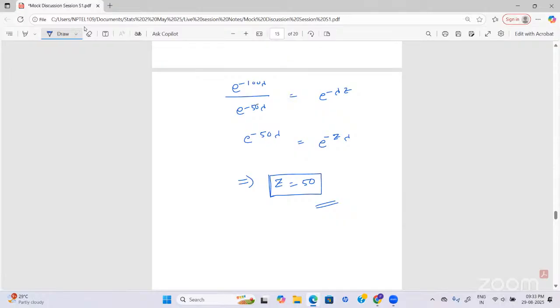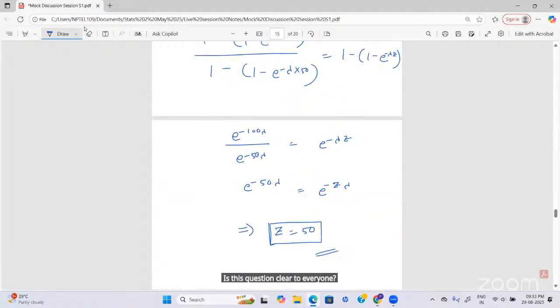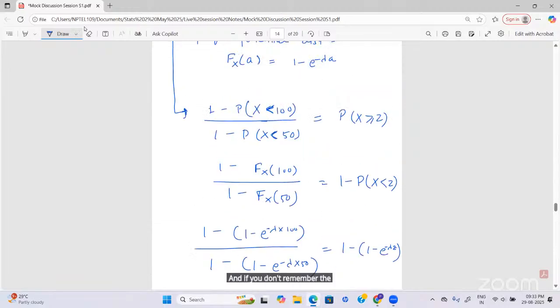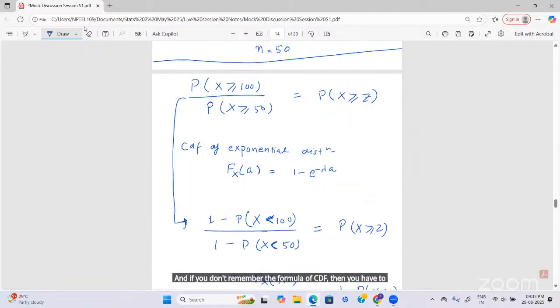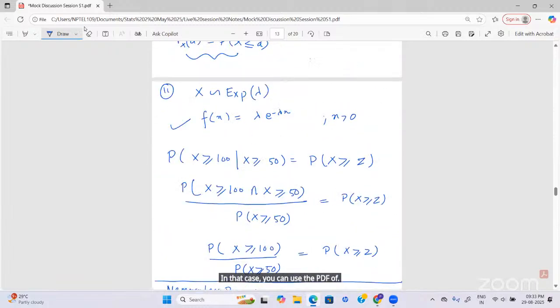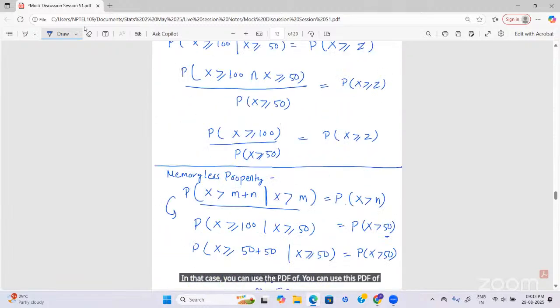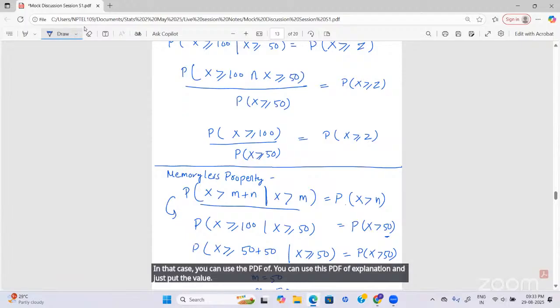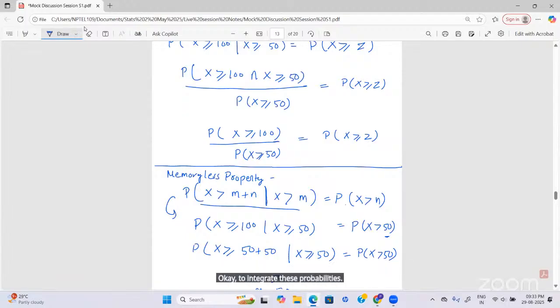Okay. Is this question clear to everyone? Yes, ma'am. And if you don't remember the formula of CDF, then you have to integrate the PDF. In that case, you can use the PDF of the exponential and just put the value to integrate these probabilities. You have to integrate the PDF.